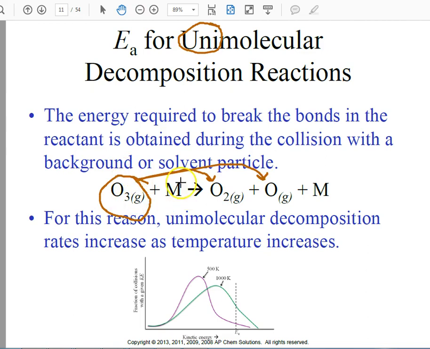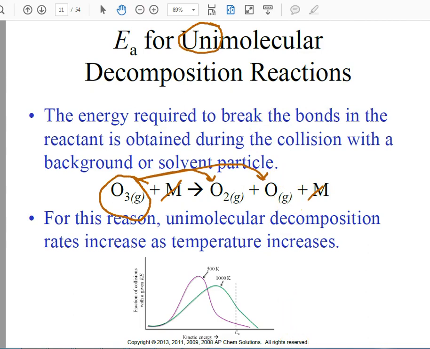Well, decomposing ozone, nothing's colliding, right? It's just that one particle breaking apart. But we keep talking about these collisions that must occur. Well, the same thing is still true in a decomposition reaction. This M right here is not really involved in the reaction at all, and you can see that it would cancel out because it's on both sides.